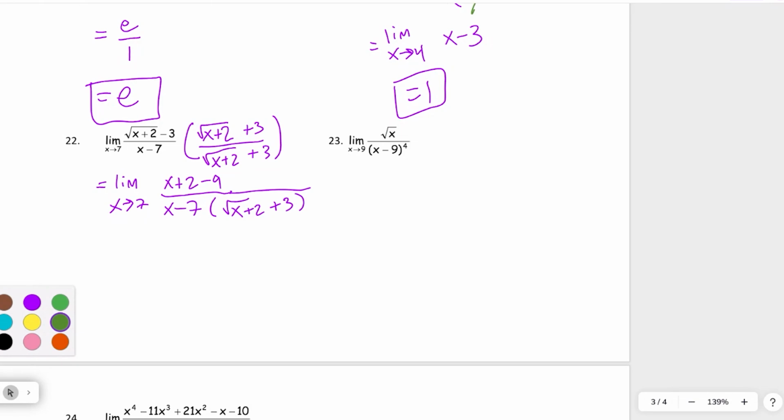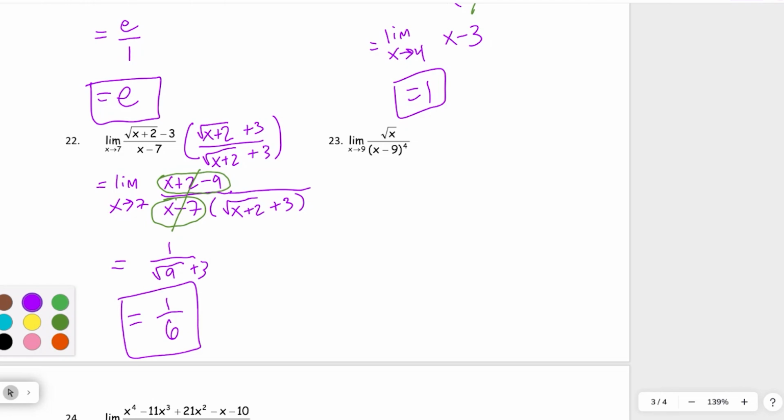Just to save a little space here, hopefully you can see that x plus 2 minus 9 is the same as x minus 7. So those will reduce to 1. And then we could plug in 7 into x. So 1 over the square root of 7 plus 2 is 9. So 3 and 3 is going to be 6. So 1/6.